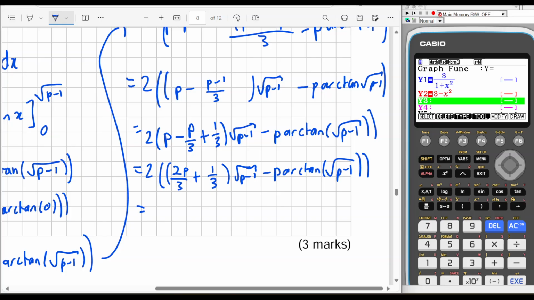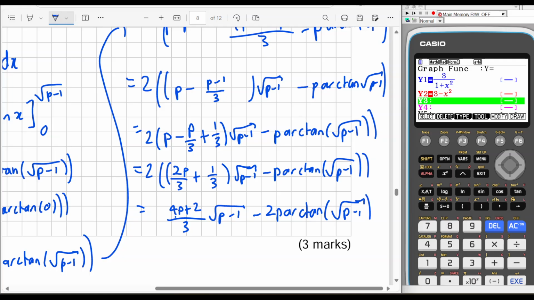And then this, we can just combine the fraction together and we can sort of bring the 2 in at this point as well. So this would be 2 lots of 2p, so that's 4p, plus 2 lots of 1, so that's 2, all over 3. Still times it by root of p take 1. Take, and then 2p, so 2p arc tan of root p take 1.